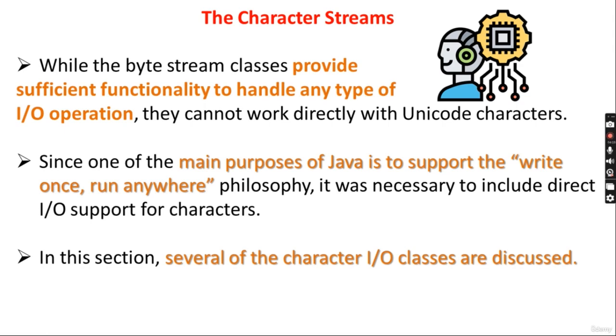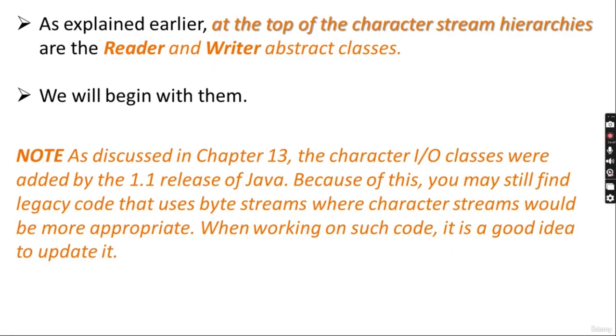Every language in worldwide usage can have any number of character sets. So depending upon that set, your input output should support it directly. Okay, direct character support. We will see several of the character input output classes in this video. At the top of the character stream hierarchy are the Reader and Writer abstract classes. We will begin with them. As discussed in chapter 13, the character input output classes were added by the 1.1 release of Java.